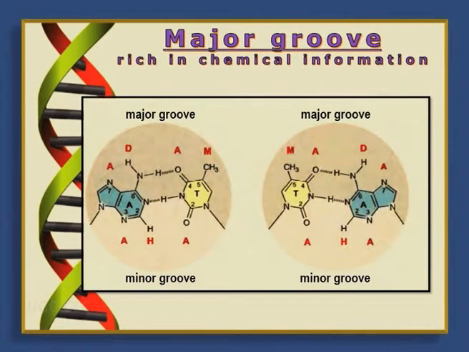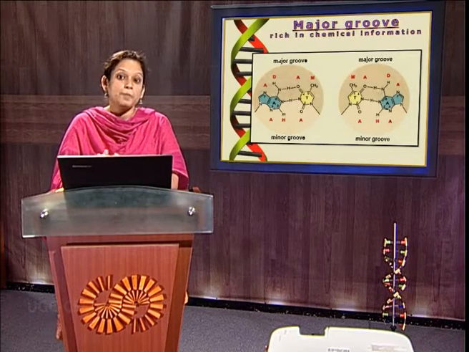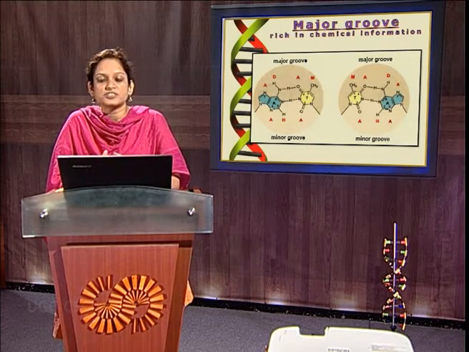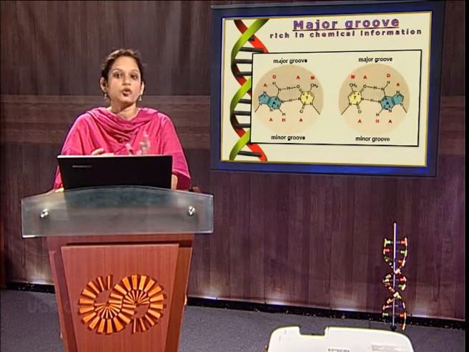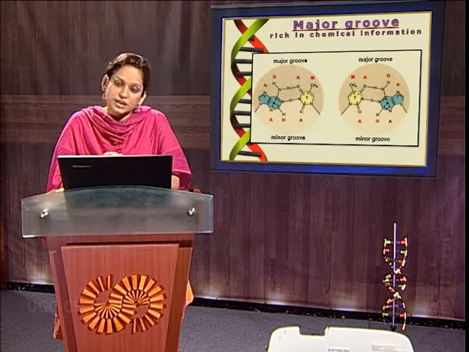Here A stands for hydrogen bond acceptor, D stands for hydrogen bond donor, again A stands for acceptor, and M stands for methyl group. Due to the difference in the pattern in the major groove site, we can differentiate whether it is an AT base pair or a TA base pair. Most of the DNA binding proteins bind to the major groove because it is rich in chemical information and it can read the base pair without opening and distorting the DNA double helix.